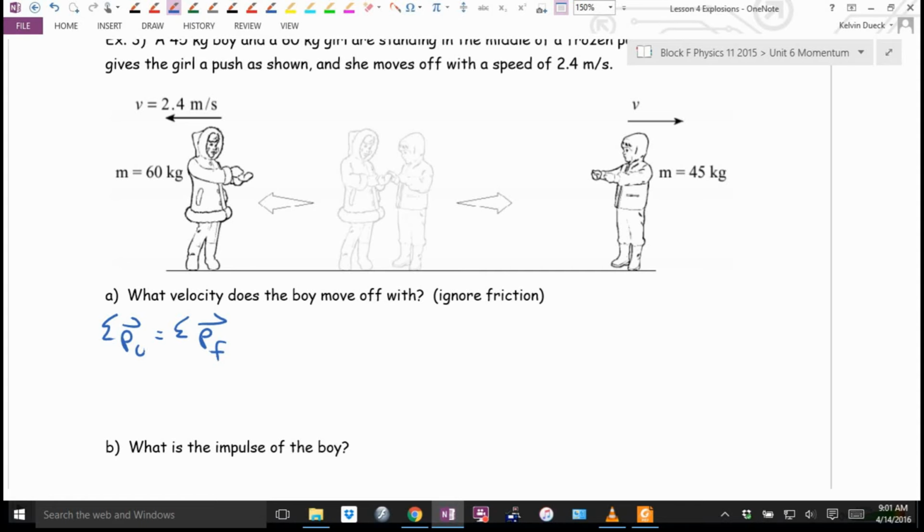What's my initial momentum of both objects? 0. Let's take a little bit of a shortcut in our notes. Normally, I would now write momentum of the girl, momentum of the boy. How about I'm going to go straight to mass girl v girl plus mass boy v boy.